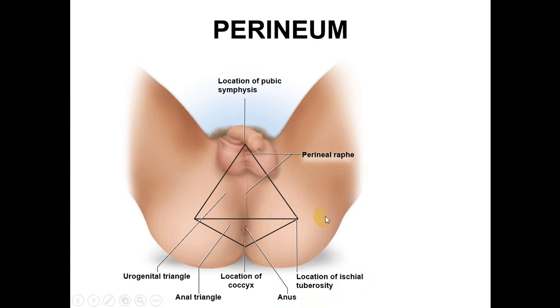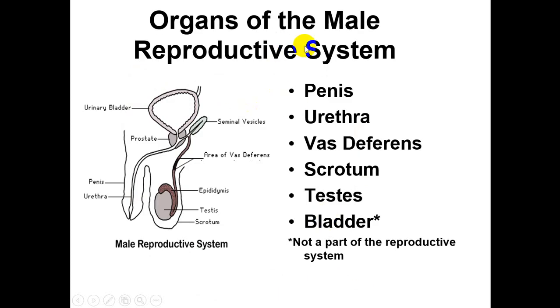So let's go. Organs of the male reproductive system. For the male reproductive system, the organs are the penis and the urethra here. Okay, then the bladder is not part of the reproductive system. This is the urinary bladder. We have the scrotum.